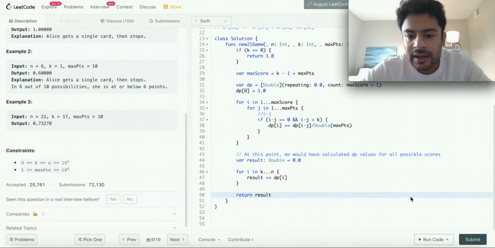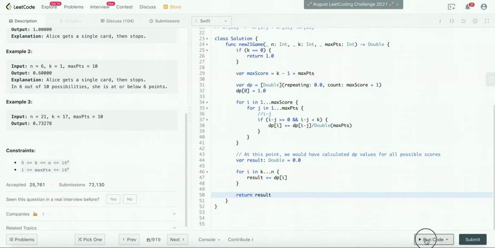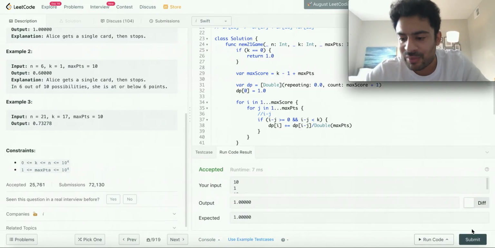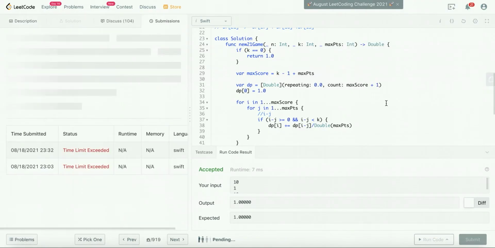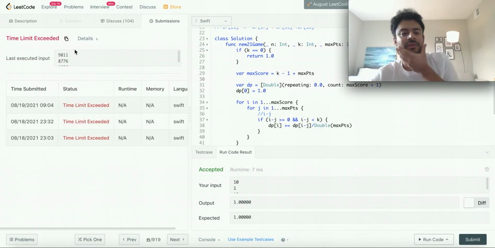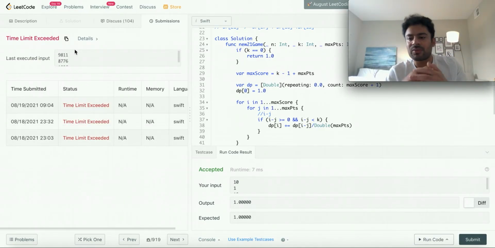That's it. I'm going to run this code, and running the basic test case will pass, but when I submit it, it will expectedly exceed the time limit, which makes sense, right? So many for loops. Yeah, so you see it exceeded the time limit. Now we can move on to the more optimal solution.